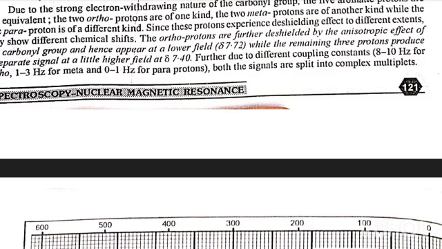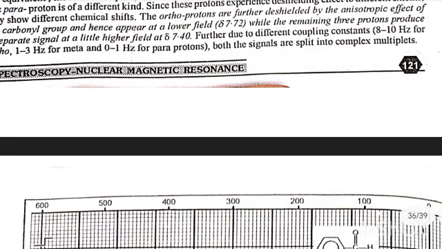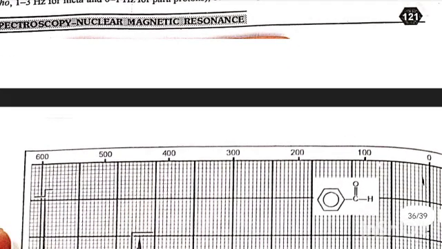Further, due to different coupling constants, 8 to 10 Hz for ortho, 1 to 3 Hz for meta, and 0 to 1 Hz for para position, both the signals are split up into complex multiplets.